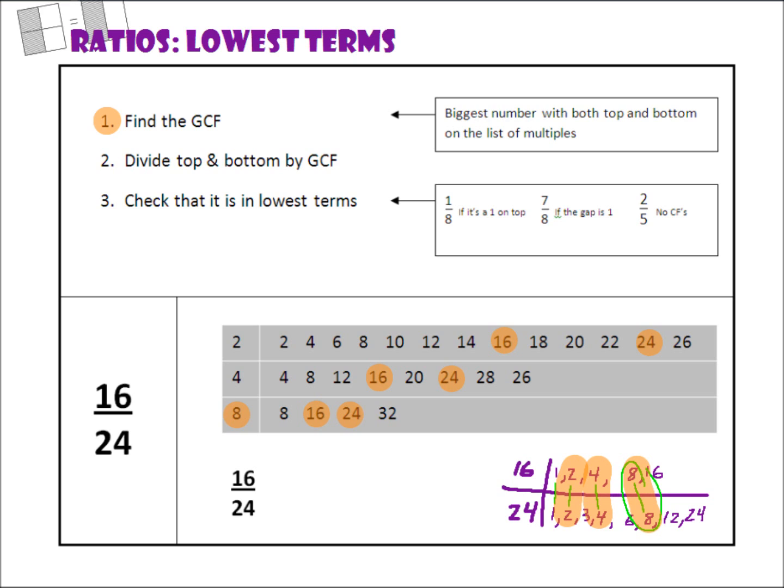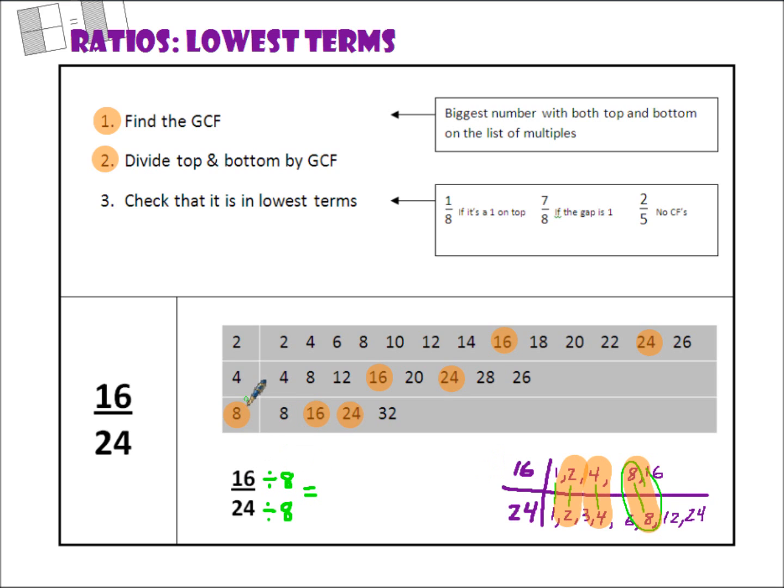Let's take a look now at step 2. Now that we've found the greatest common factor of 8, we're going to divide both the top and the bottom, or the first and second terms, by the greatest common factor. So 8's the greatest common factor. We're going to divide the top by 8, and we're going to divide the bottom by 8.